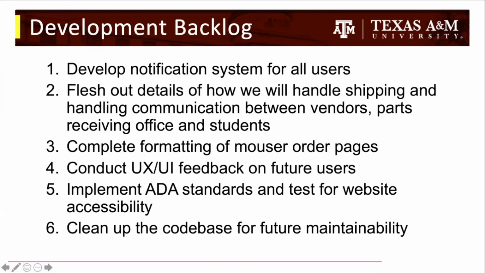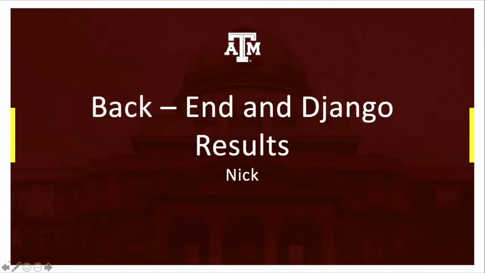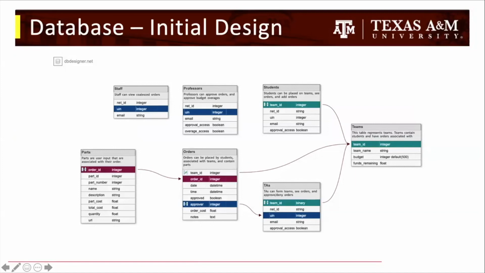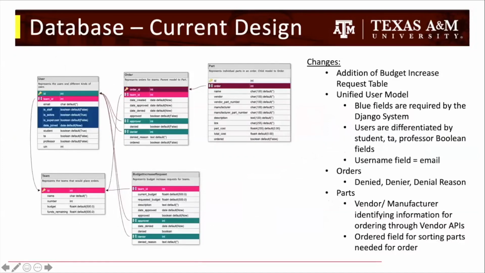I'm going to walk you through our backend database and Django results from this semester. This is our current design. As you can see, I've coalesced the users into one table using a Boolean field to differentiate different types of users between student, TA, and professor. And then we can also have different types of users if need be.